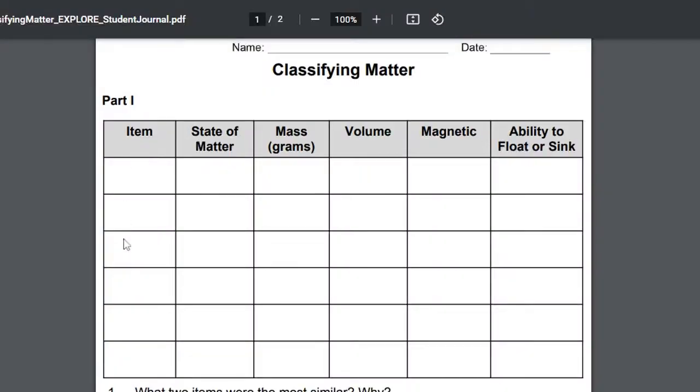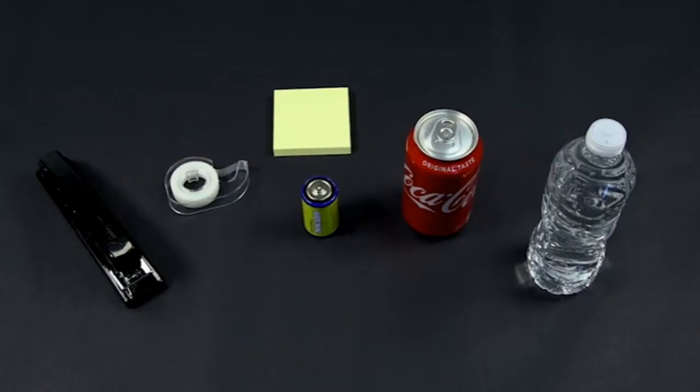Classifying matter. You'll be exploring different items. Some of the items that we'll be exploring today are a water bottle, a sticky note, a stapler, a tape dispenser, a soda can, and a D battery. Remember, you're looking at those specific items. So for the water bottle, you're looking at the water bottle as a whole. You're not looking at just the water inside. Same goes for the soda can. You're actually looking at the soda can, not the soda inside.